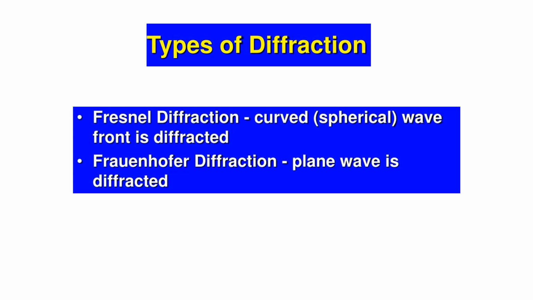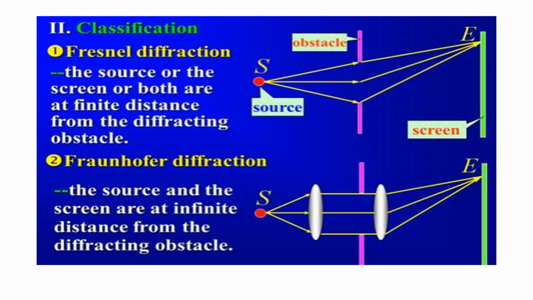Here we have the two types of diffraction. The first one is Fresnel diffraction, where the curved wavefront gets diffracted, and the second one is Fraunhofer diffraction, where the plane wave is diffracted.